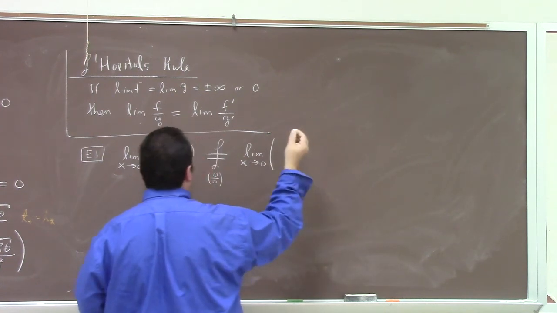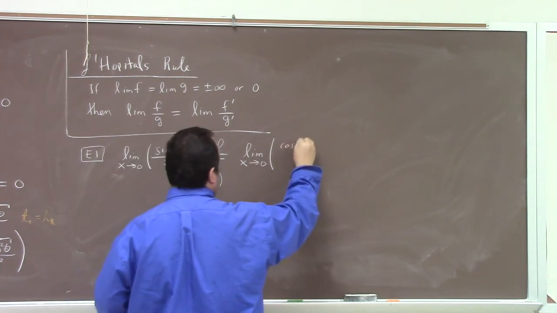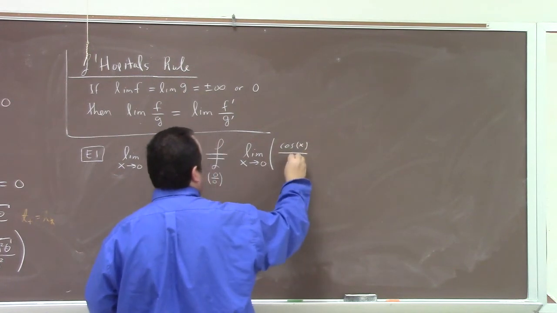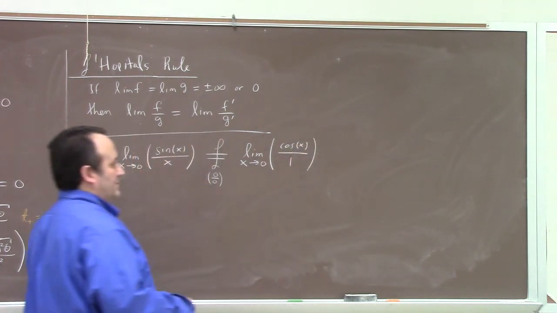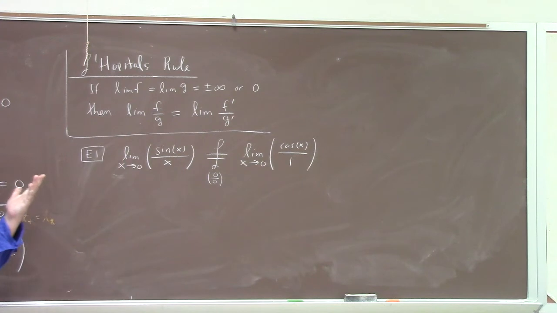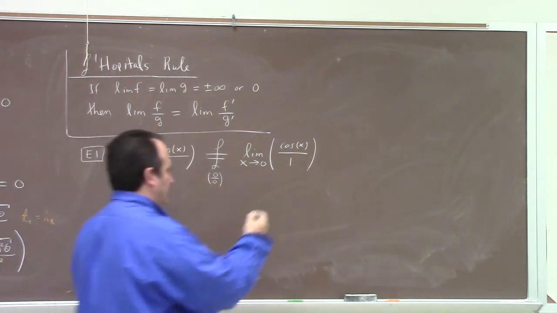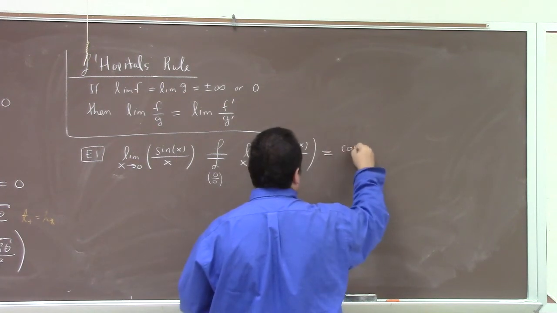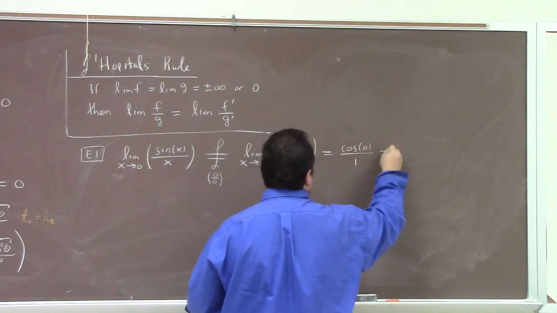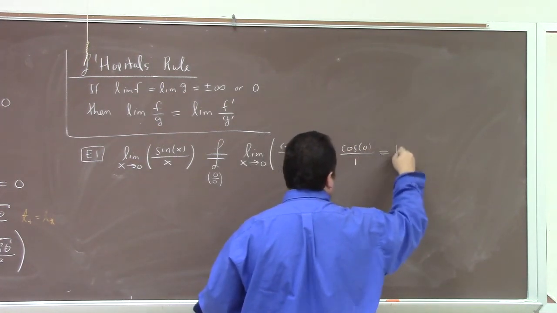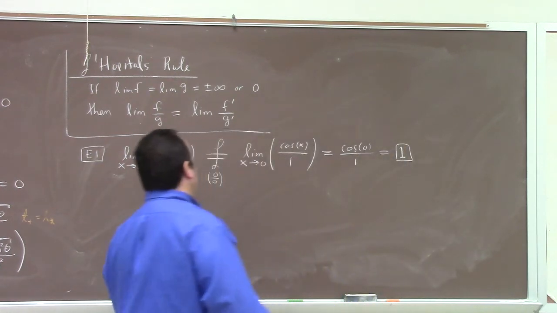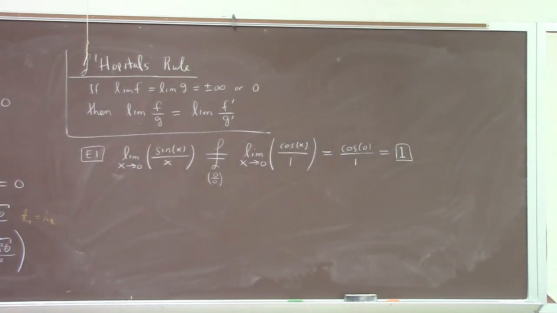So what's the derivative of sine? Cosine. What's the derivative of x? It's 1. Bam, we're done. Because cosine of 0 is 1, so this is just cosine of 0 over 1, also known as 1. So with L'Hopital's rule, we can derive that the limit of sine x over x is 1.